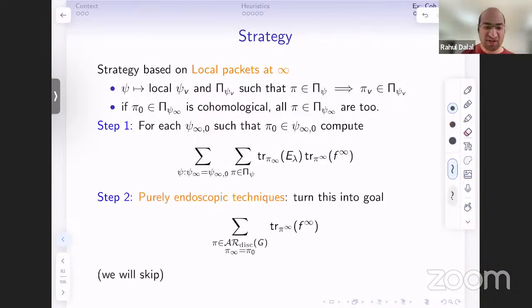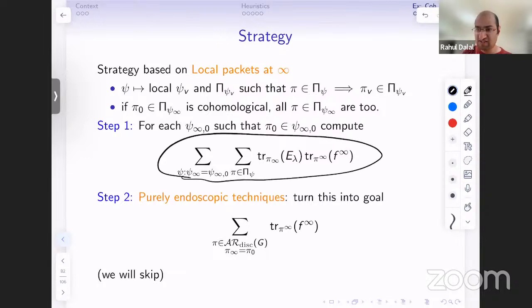And then step two, there are some purely endoscopic techniques that let us turn this into our goal. So if we can cancel out noise to just get this, we don't have to cancel all the way. We can just cancel partially to here, and then there are some purely endoscopic techniques that let us cancel all the way. We're going to skip this because it brings us a little too far afield. We're just going to focus on step one.